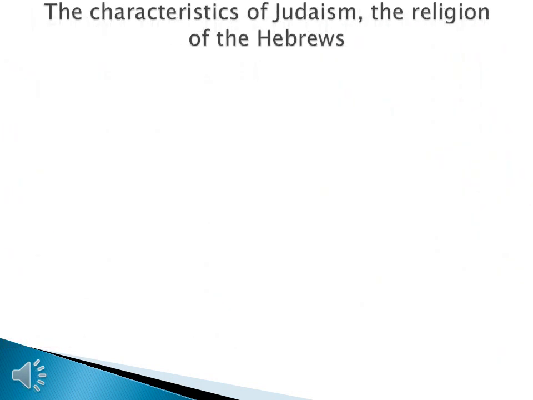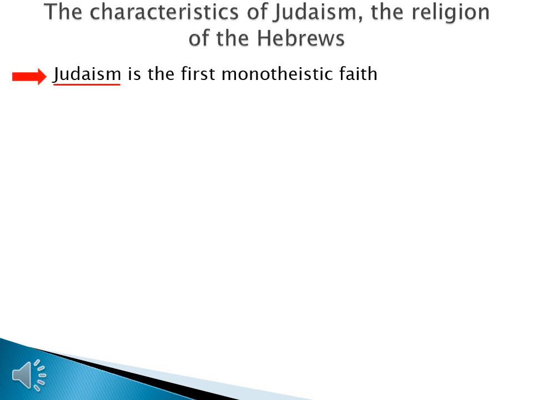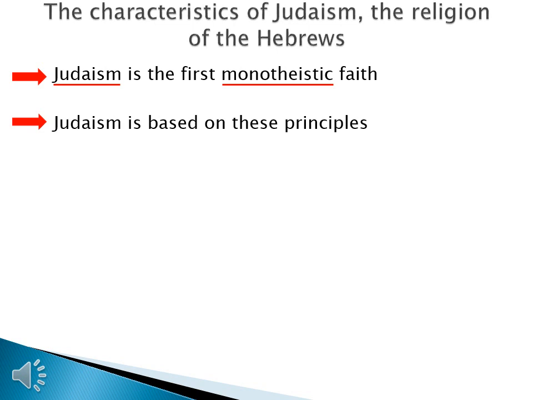Because of their geography, the Hebrews need a religion that is both movable and durable, because that religion needs to go wherever the Hebrews land up. So the Hebrews practice Judaism, which is the world's first monotheistic faith. The Hebrews are not worshiping multiple gods like their neighbors, the Mesopotamians and the Egyptians. Instead, the Hebrews are worshiping one God, and Judaism is based on these principles.